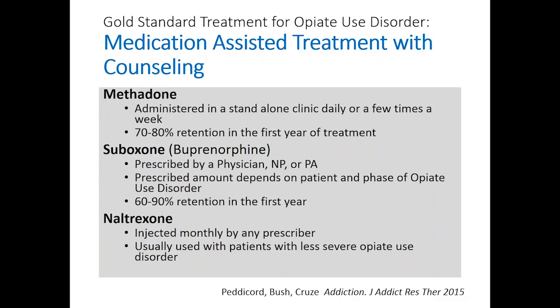So the deeper the riverbed, when it comes to opiate use disorder, the research is really clear that medication-assisted treatment with counseling has the best outcome. There are a few different kinds of medication-assisted treatment, with methadone and Suboxone being the most common and having the best outcome. Methadone is usually administered in a standalone clinic, and people come a few times a week, if not daily. Suboxone can be prescribed by a healthcare provider, and it can be weekly or monthly that somebody comes in. But they both have really high success rates.